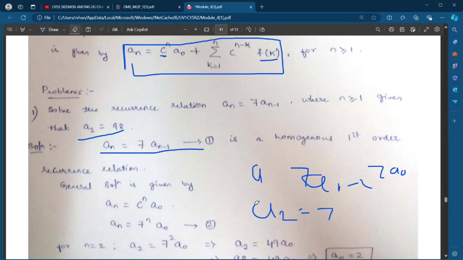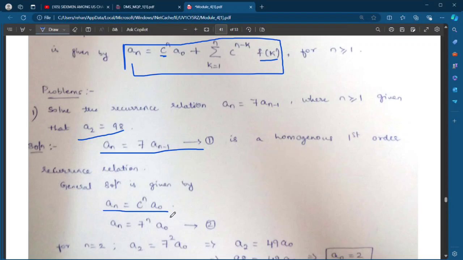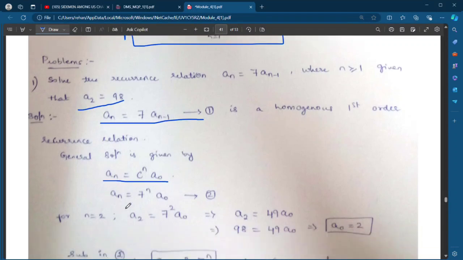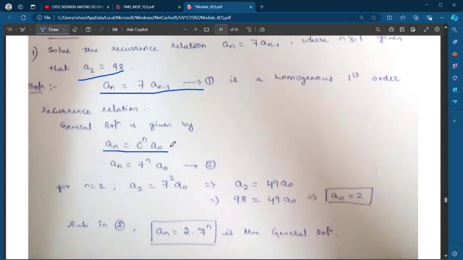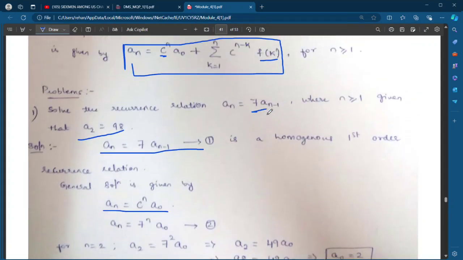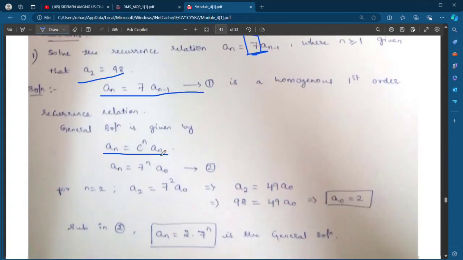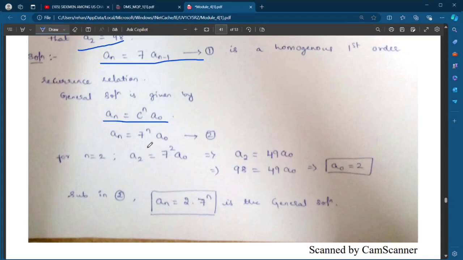Let me just erase this. I shouldn't take the actual equation given in the question. To find the general solution, I have to write the formula a_n = c^n a_0. The value of c which they have given here is 7. So instead of c, I'll replace it with 7. This is my actual equation now for the general solution.